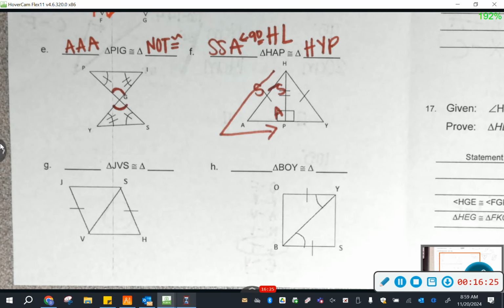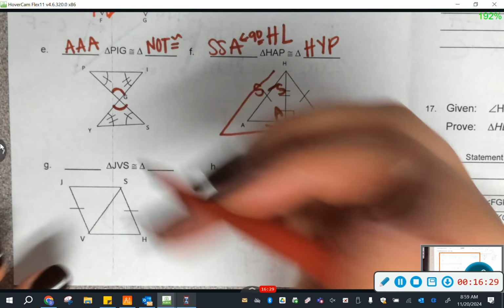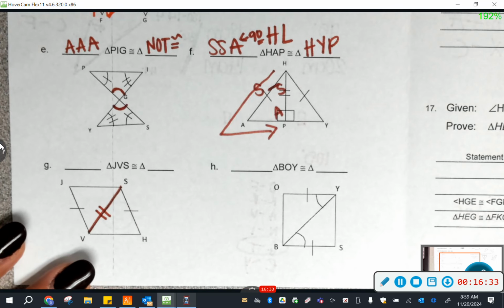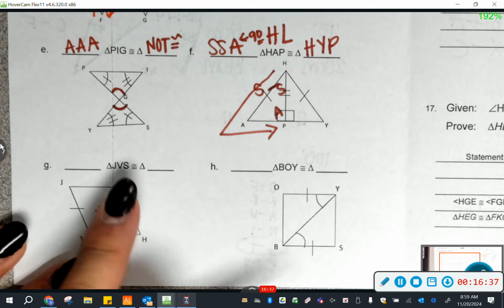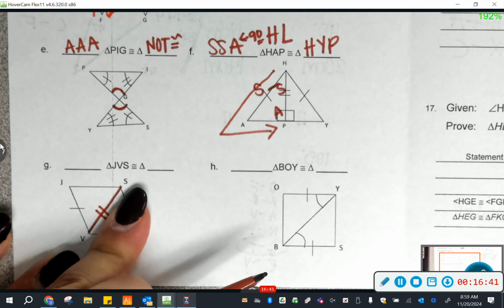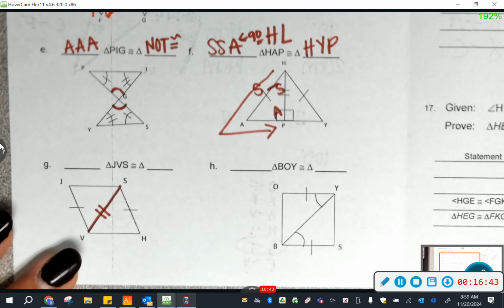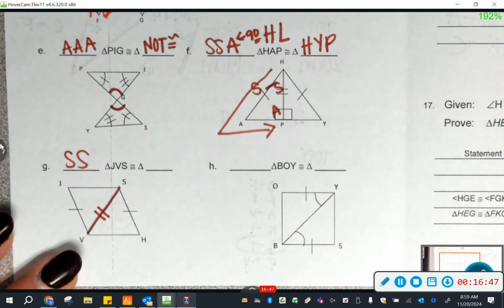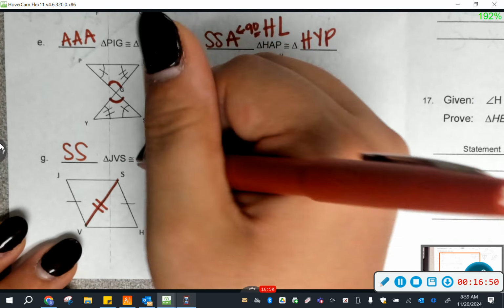G is tricky. No, it's not. Why not? Because it's side, side, side. Okay. Do you agree there's a side right there? Yes. But if you look at one triangle, how many sides do I have? Can I just add a tick mark on top and bottom? No. This is just side, side. Is that enough information? Yeah, it's not congruent, period.